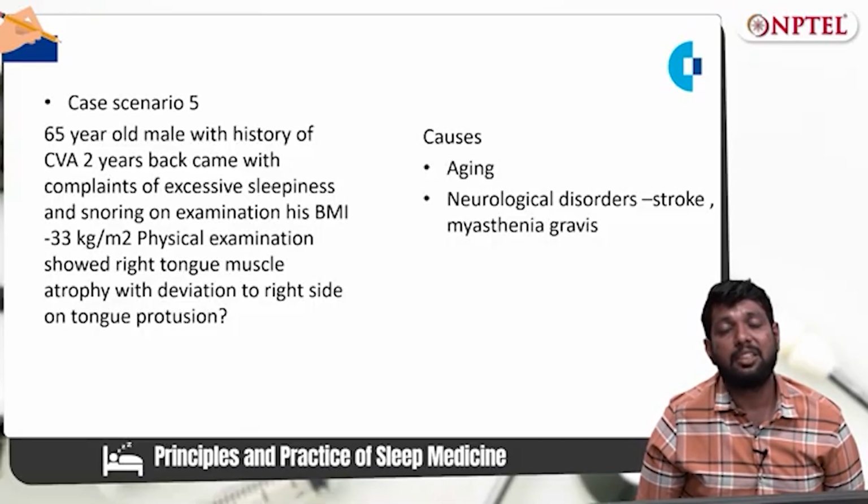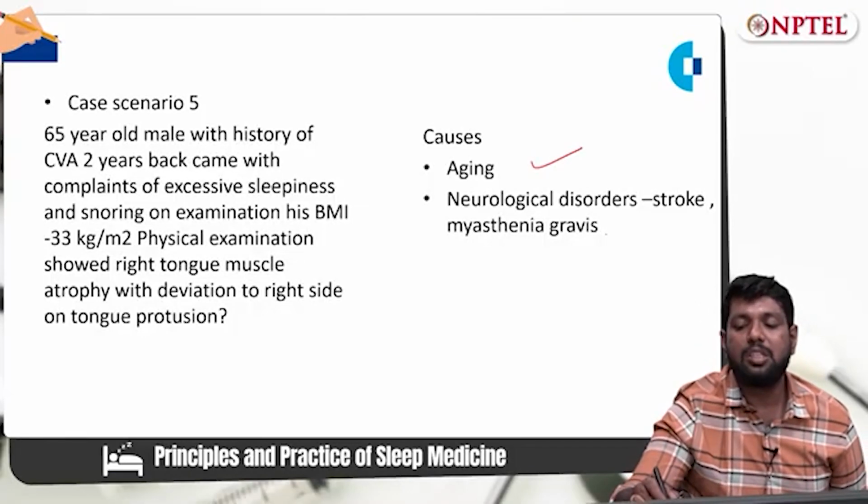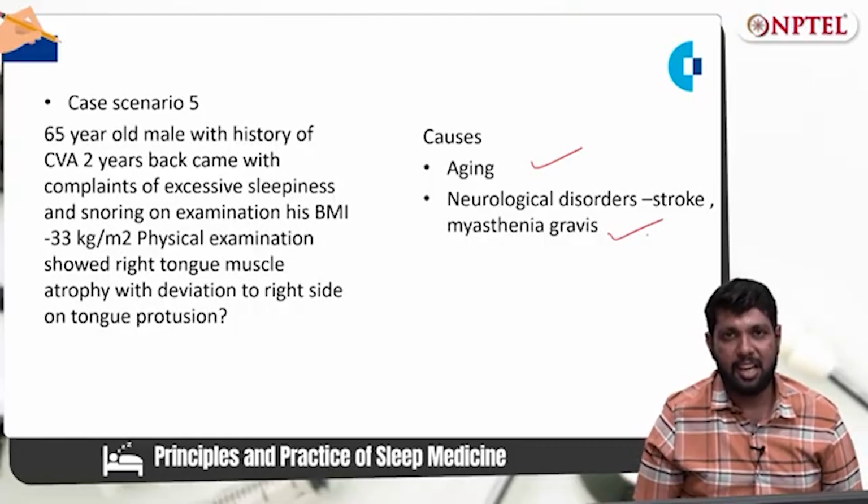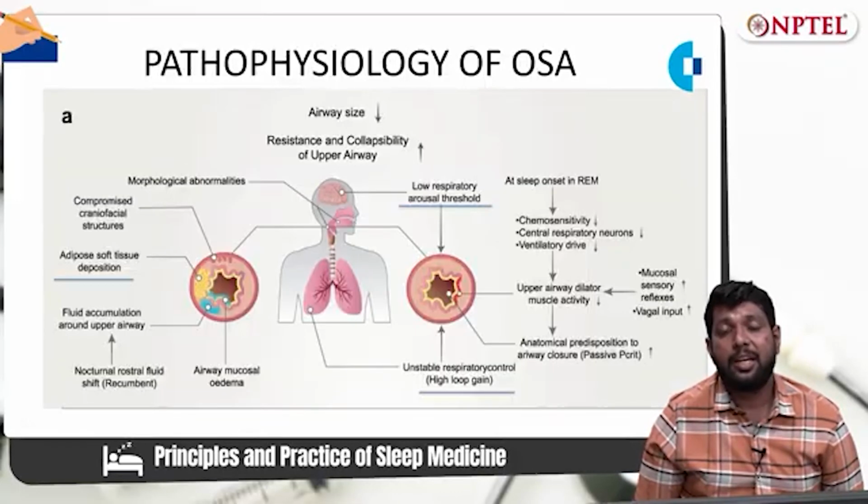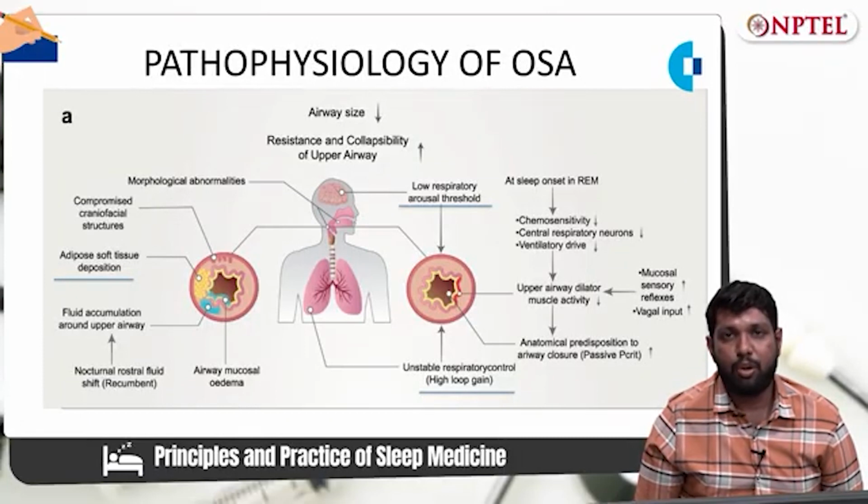So, in this stroke patient, we did a polysomnography. In this polysomnography, we had an obstructive sleep apnea with AHI of more than 20 per hour. So, the causes for OSA could be due to aging and neurological disorders like stroke and myasthenia gravis. After explaining about the four physiological triads of OSA, we are moving on to the pathophysiology of OSA.